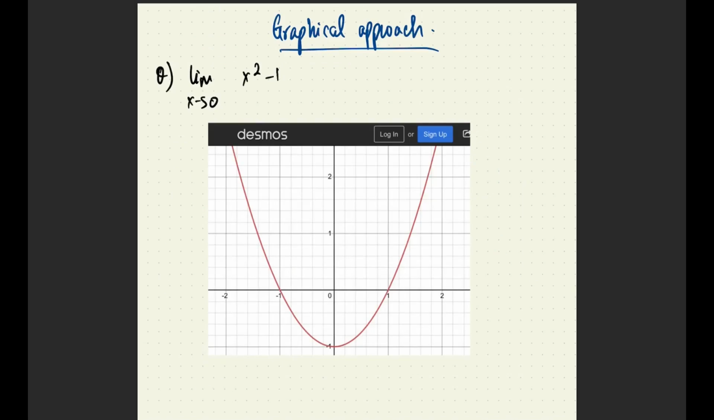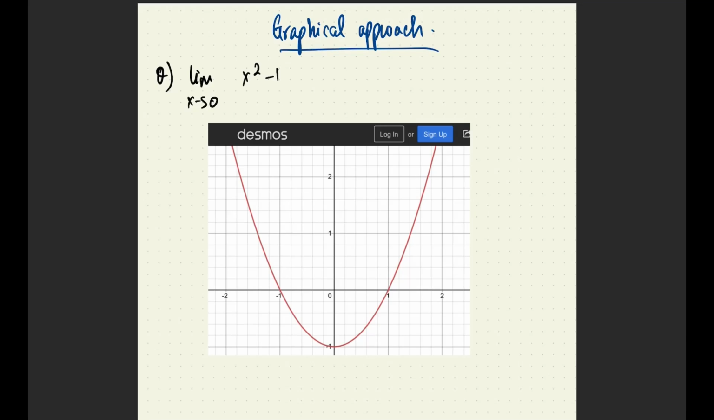Alright, so the second approach for evaluating limits is the graphical approach. So we'll solve the same question as we solved previously. The limit as x approaches 0 of the function x squared minus 1. As the name suggests, in the graphical approach, we are supposed to plot a graph. So of course, this is going to be very tedious if you have to physically plot the graph by hand.